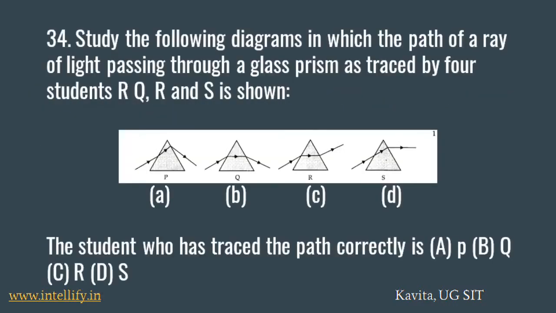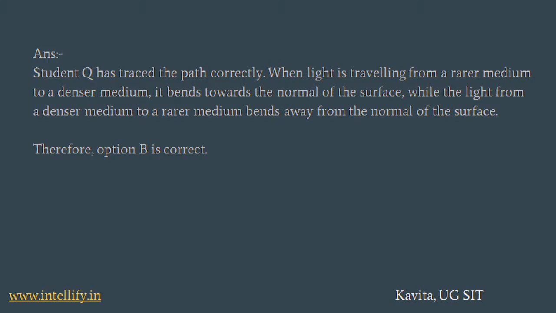Question number 34. Study the following diagrams in which the path of a ray of light passing through a glass prism as traced by 4 students is given below. The students are P, Q, R and S, and the figures are marked A, B, C and D. Which student has traced the path correctly: P, Q, R or S? Q has traced the path correctly.